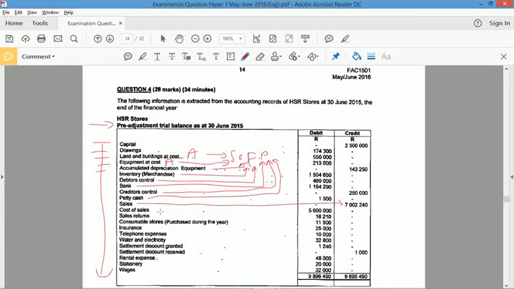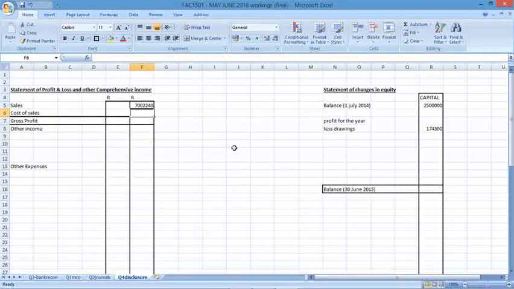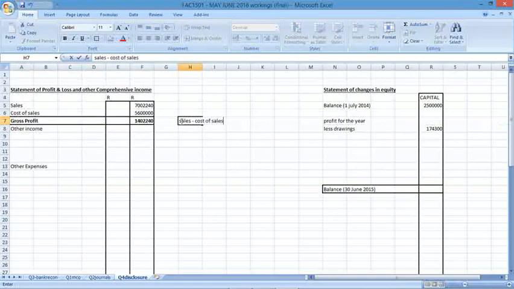7,002,240. Great. Cost of sales, they gave that to you. If you see cost of sales, you know they're using a perpetual system. So if it's perpetual, 5.6 million is going to be taken off your sales. Sales minus cost of sales gives me gross profit. Gross profit is obviously sales less cost of sales. That's the knowledge that you should have when approaching the question.